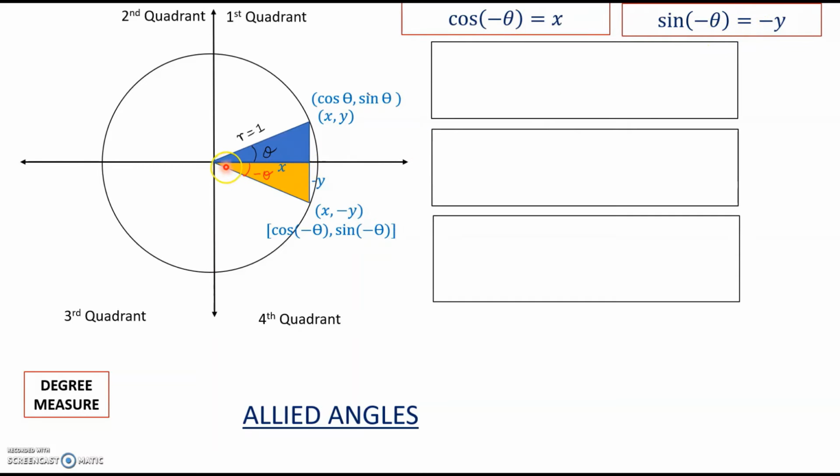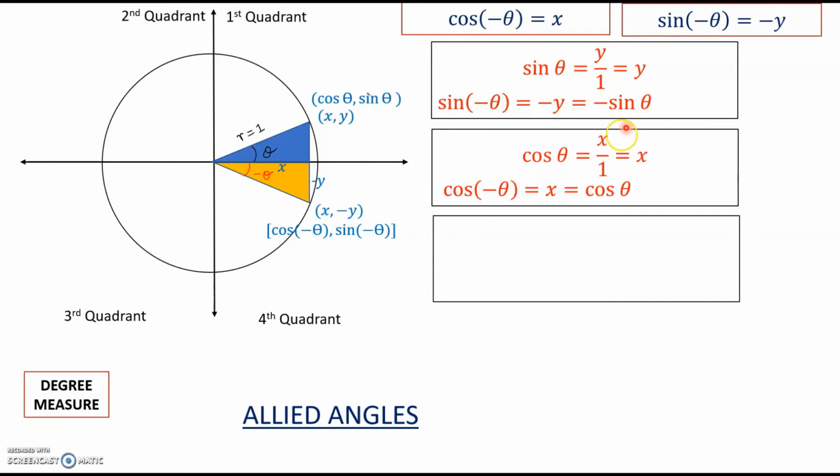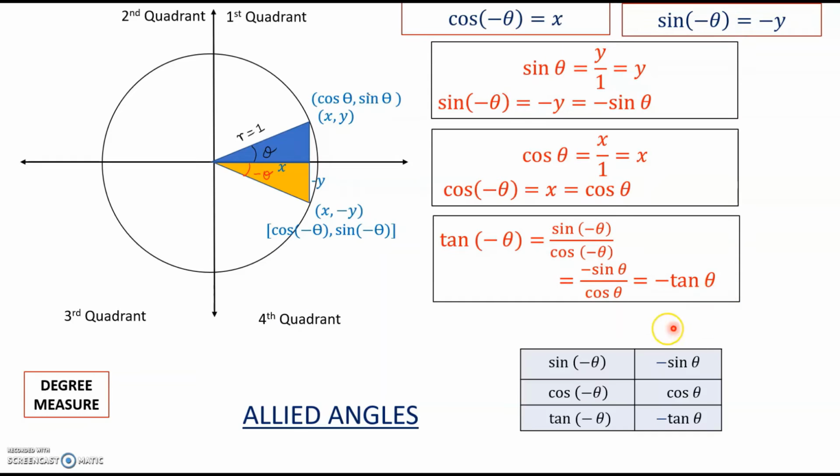Again, considering this right angle triangle with an angle theta, and finding sine theta, you will find it is equal to y. Let's extend this result, y is equal to sine theta, into this equation. So you will get sine(minus theta) is equal to minus sine theta. Similarly, you will find cos(minus theta) is equal to cos theta, and tan(minus theta) will be equal to minus tan theta. That's our summarized table for minus theta.